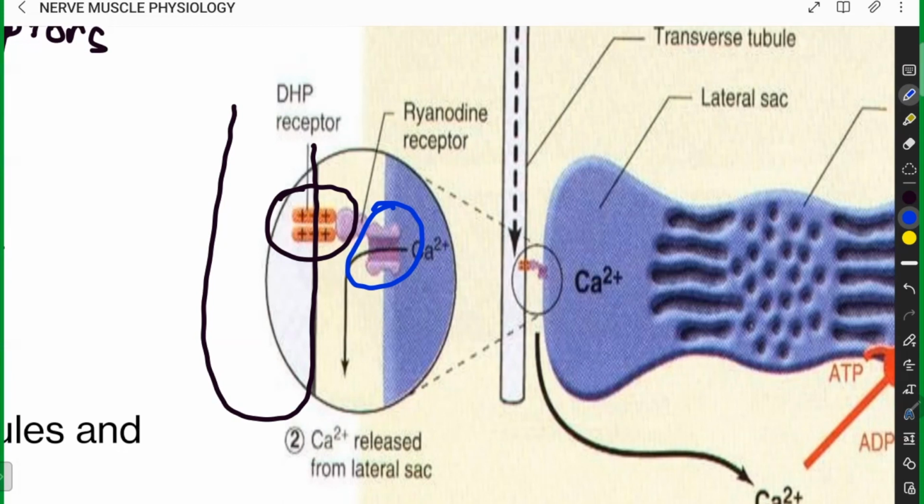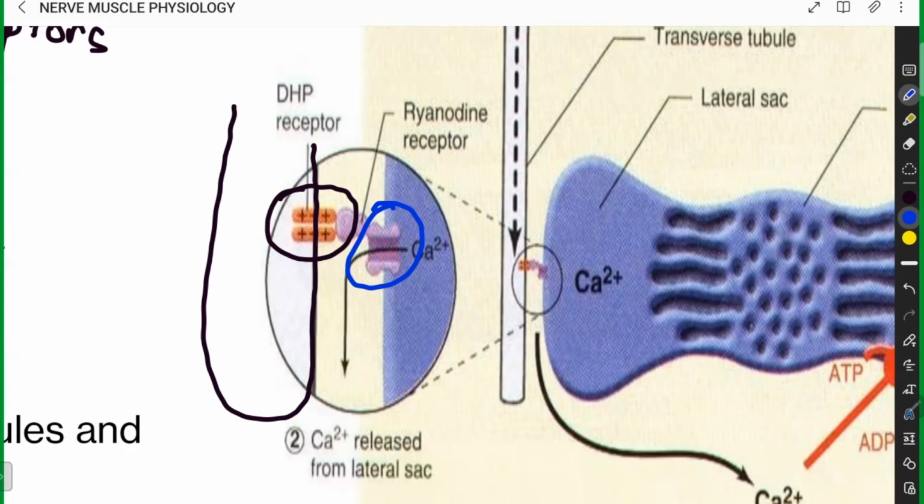So what is this dihydropyridine receptor? Certain drugs like amlodipine, nifedipine, nicardipine are all drugs we use for hypertension. These drugs act as calcium channel blockers. Which channel are they going to block? The voltage gated calcium channel. What is the name of that voltage gated calcium channel? The dihydropyridine receptor. Clear?